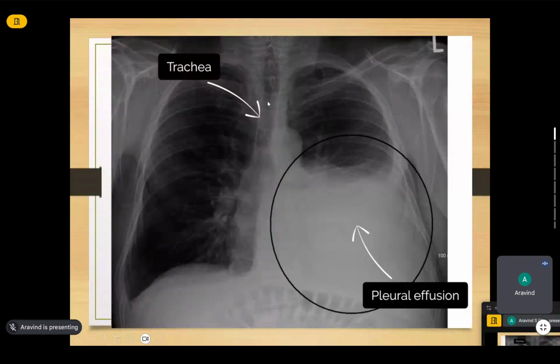So here you can see this is the trachea, and this is the right main bronchus, and this is the left main bronchus. Here the patient is having a massive pleural effusion on the left side. Because of the presence of fluid in the pleural space, you can see that the trachea is slightly pushed towards the right side.